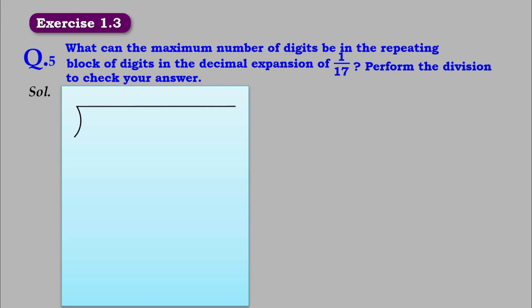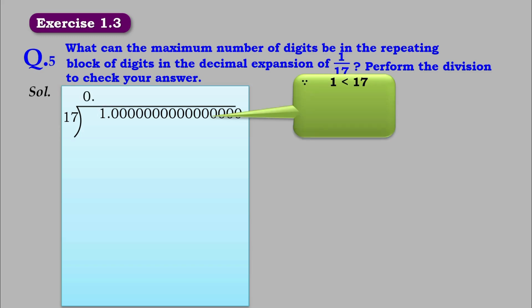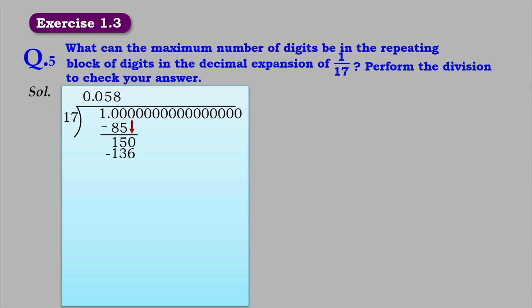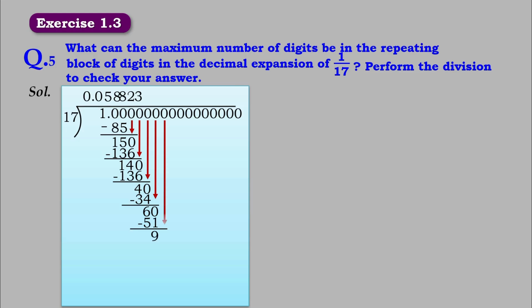We have to divide 1 by 17. So 17 is the divisor and 1 is the dividend. So 1 can be written as 1.00. We can add as many zeros as we want. Now let us take a look at the step-by-step division. You should also do it in your copy. So I'm showing you the step-by-step division process.